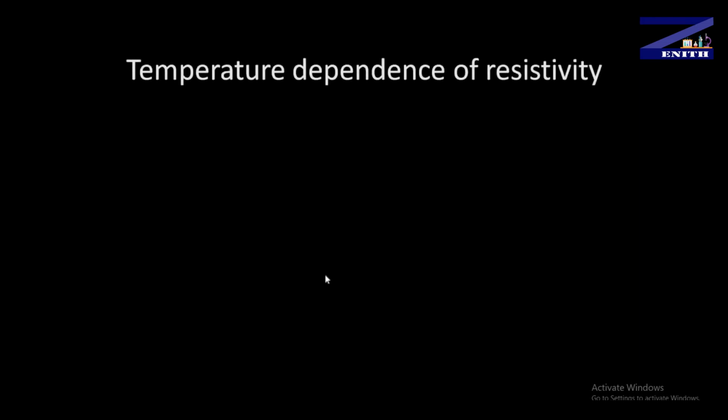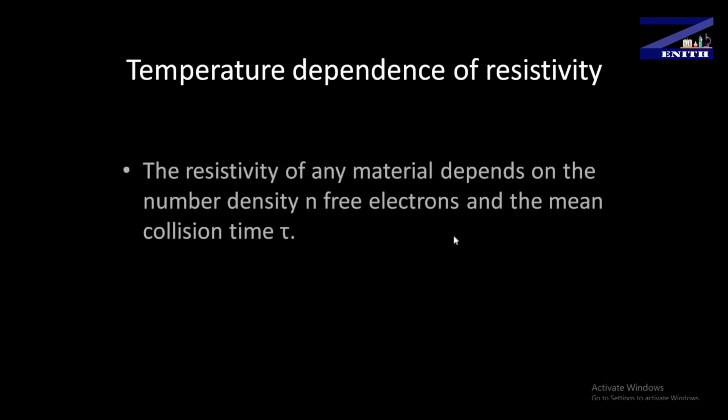Now moving to our next topic, that is the temperature dependence of resistivity. The resistivity of any material depends on the number density n of free electrons and the mean collision time tau, as the resistivity is given by the formula m upon n e squared tau.